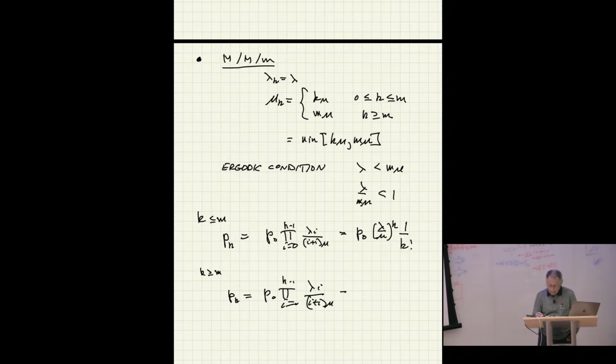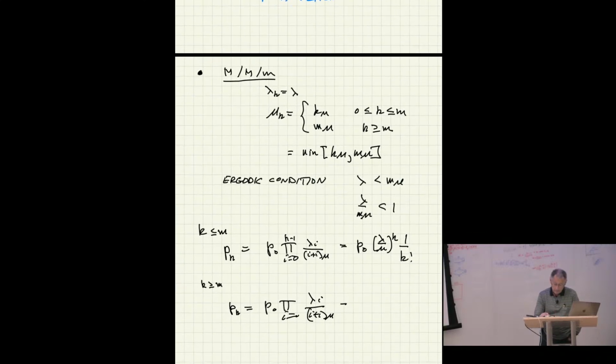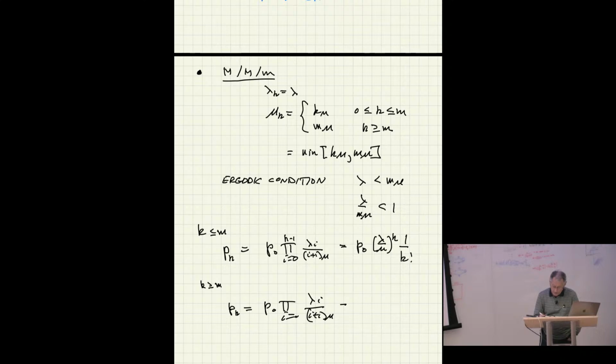I starts at m, but I'm going to play it a little differently. I'm going to mark it as the rest of the product. Let's run this first product, not up to k minus 1, but up to m minus 1. Sorry, product from 0 to m minus 1. And the rest of the product I need is from m up to k minus 1. Sorry.